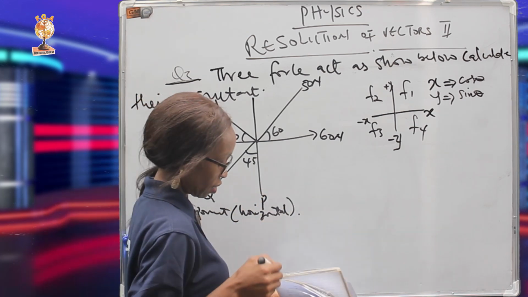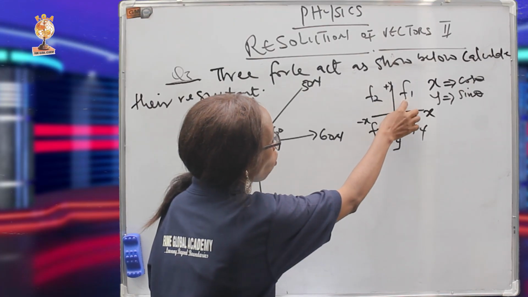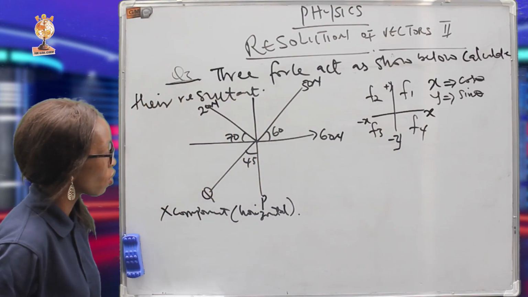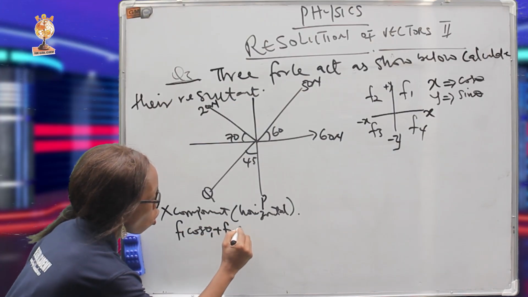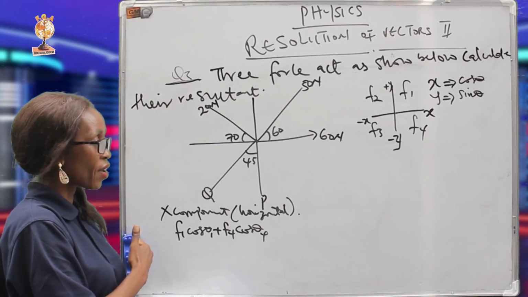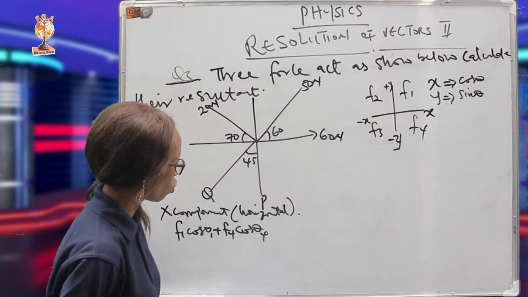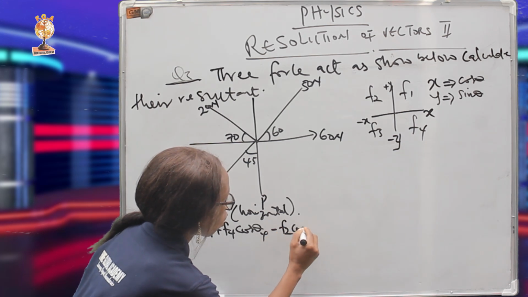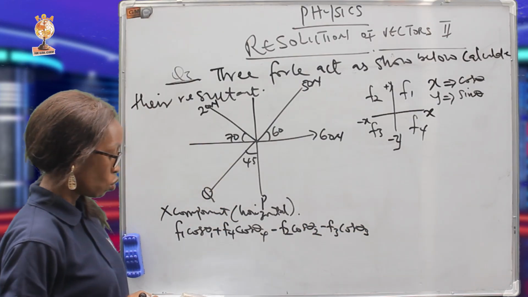In the X coordinates, the positive X, I have F4 and F1. So F1 and F4 are on the positive X coordinates. So I have F1 cos theta 1 plus F4 cos theta 4 on the positive X axis. Then the negative X axis, I have 2 and 3. Put together, it becomes minus F2 cos theta 2 minus F3 cos theta 3. Good, you have done that.